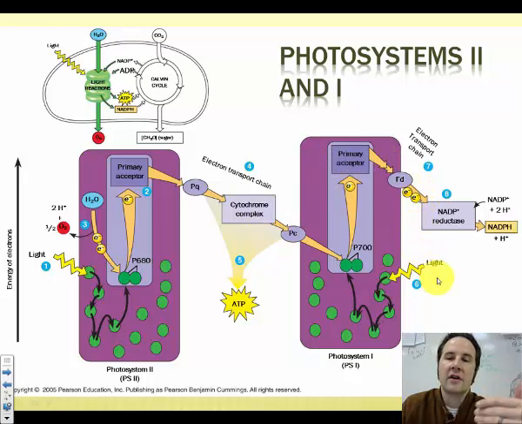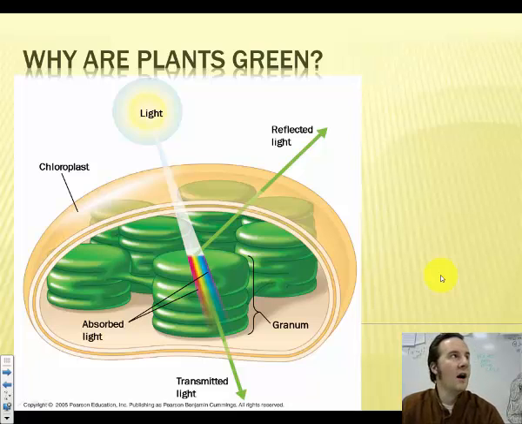You should know the basic structure, the basic process of what's going on. So why are plants green? This is like the ultimate question. Why are plants green? I don't know. Well, plants are green because they are reflecting green light. All right. If they are reflecting green light, that means they are absorbing all the other ones.